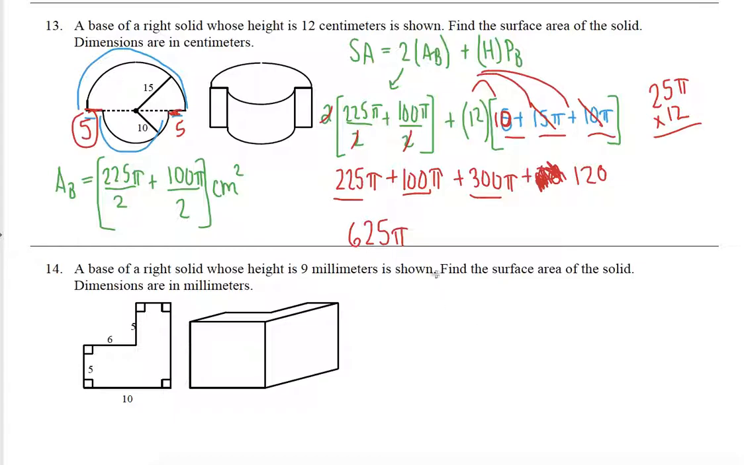So again, it's really easy to make mistakes on these types of problems. So good thing I caught that mistake. And then we have centimeters squared. And that's it. Since these are not like terms, we leave our answer just like that.